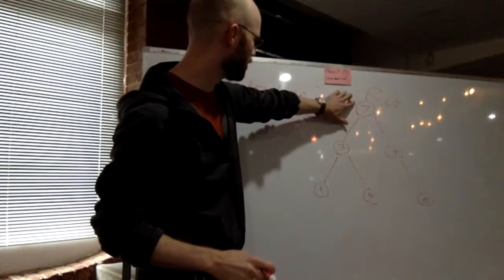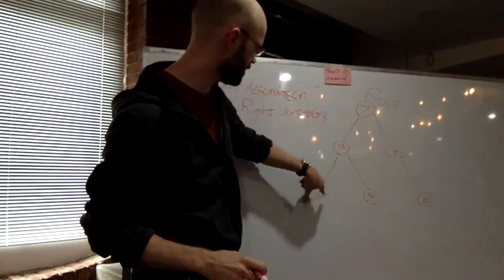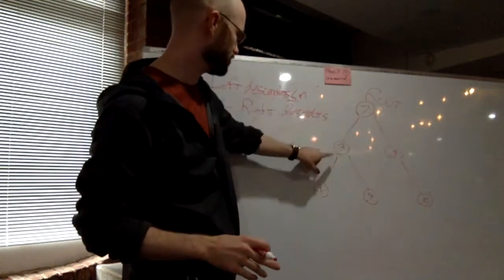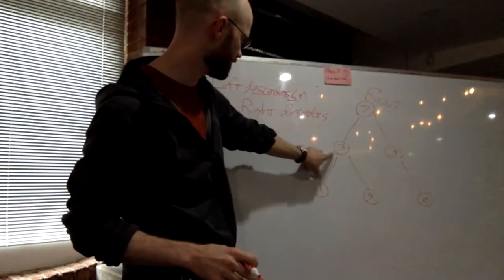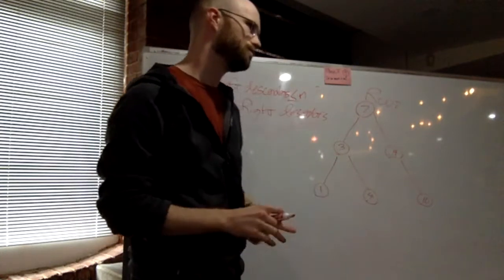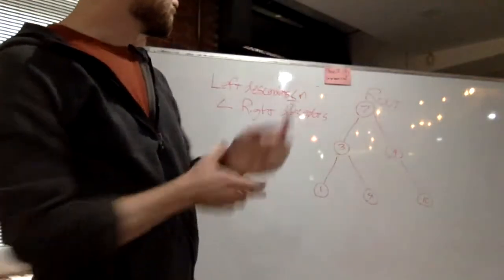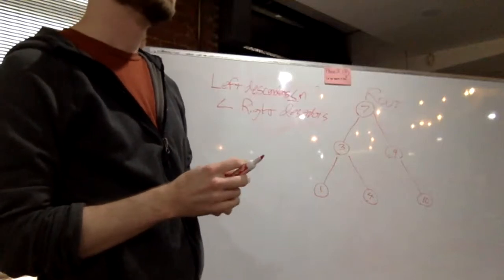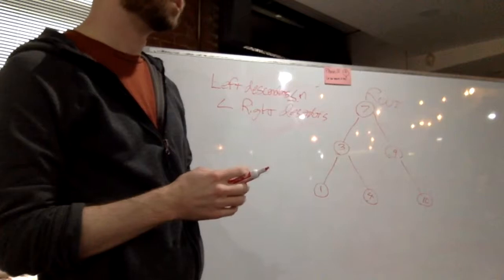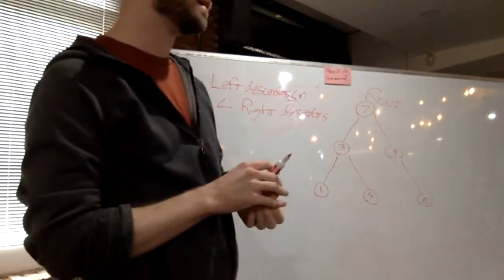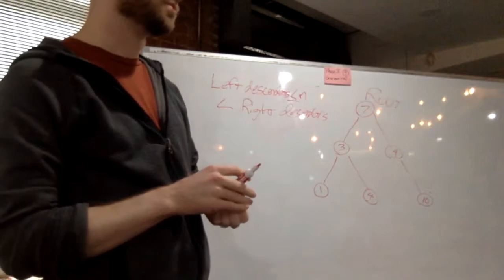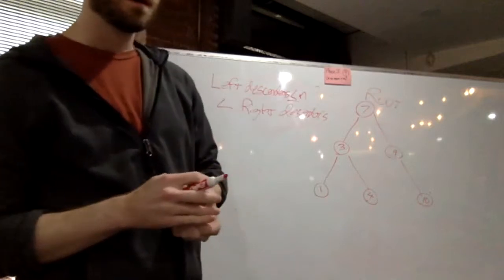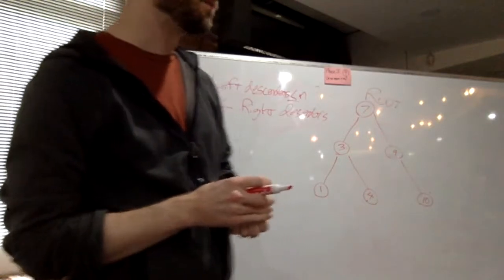So let's see if that's true here. For 7, all of these descendants should be less than 7, and they are. All of these should be greater. And it has to hold for each node. So here, the left descendant is less than that, the right descendant is more. It's called a binary search tree because this particular ordering makes it very conducive to a quick search. You can find an item in this tree in big O of log n, and that can be really useful.